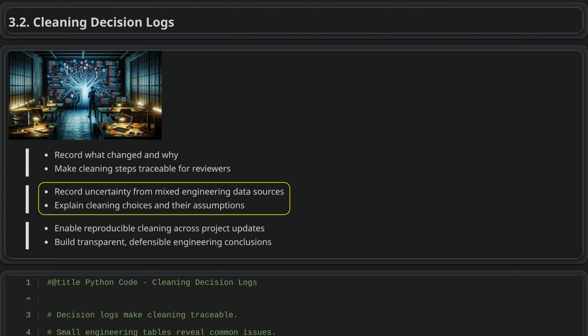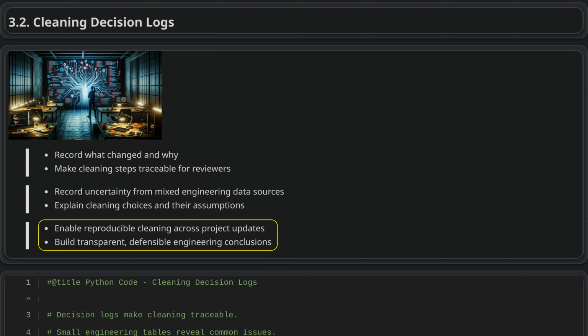Cleaning decision logs are important in engineering because datasets often combine automated readings, manual entries, and lab results with different uncertainties. When data is missing or questionable, the log should record both the cleaning action, such as leaving gaps, interpolating or excluding data, and the reason behind it. This helps preserve data integrity and lets stakeholders judge whether the cleaned data is suitable for its intended use.